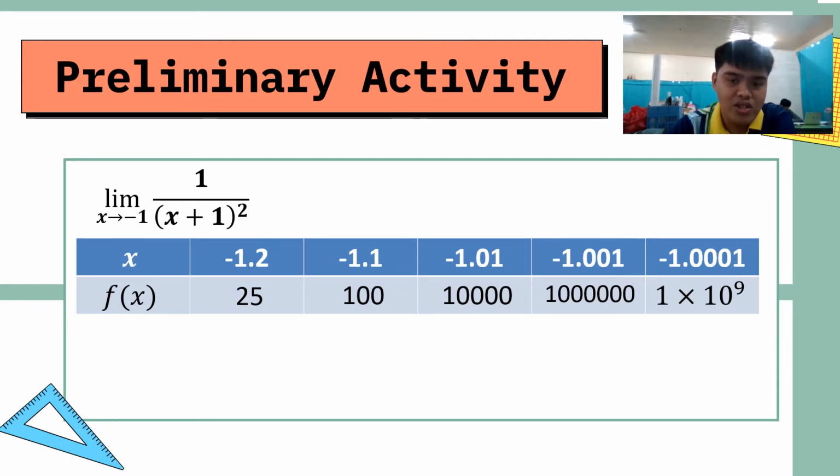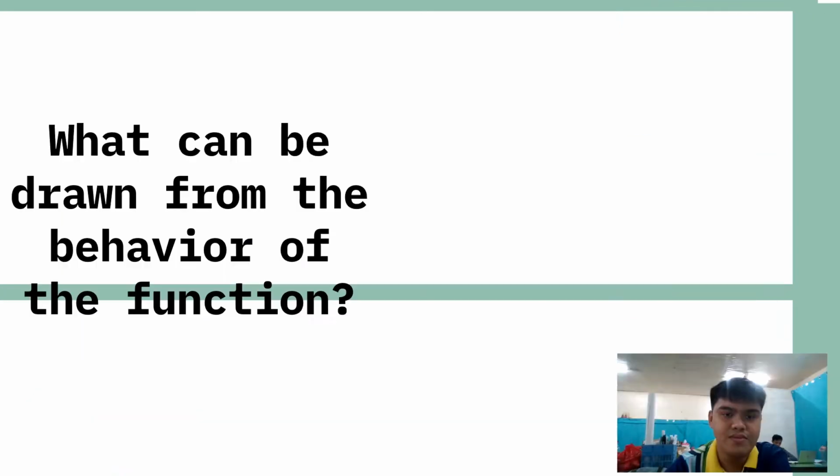Now, why does the function become a very large number as x approaches negative 1? Because, as you can see, the denominator becomes 0 when x is negative 1. So, as x nears negative 1, the denominator becomes also very close to 0. As a result, the value of the function becomes very large.